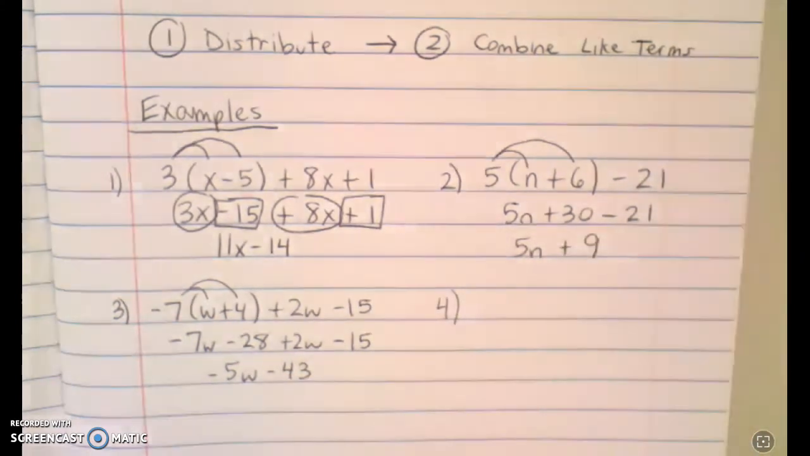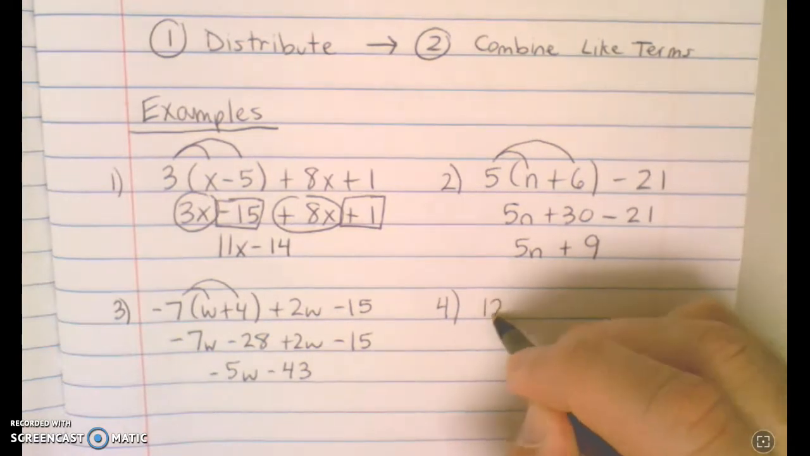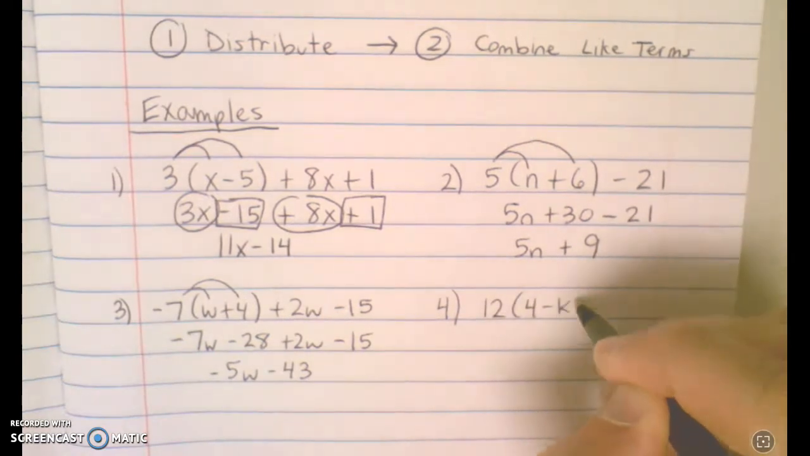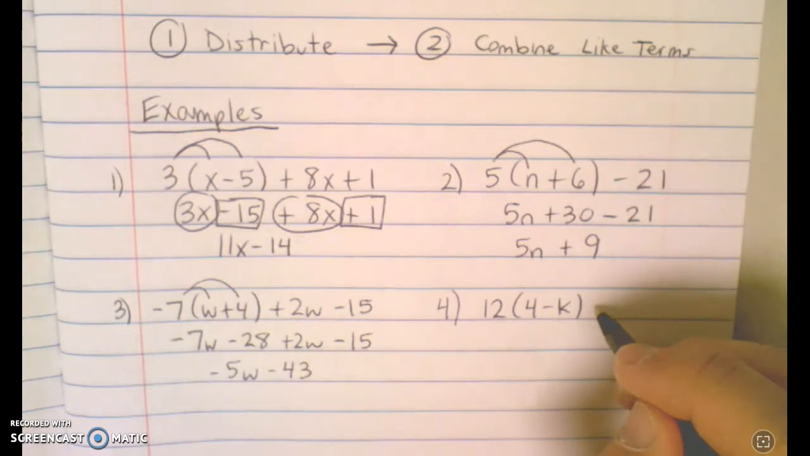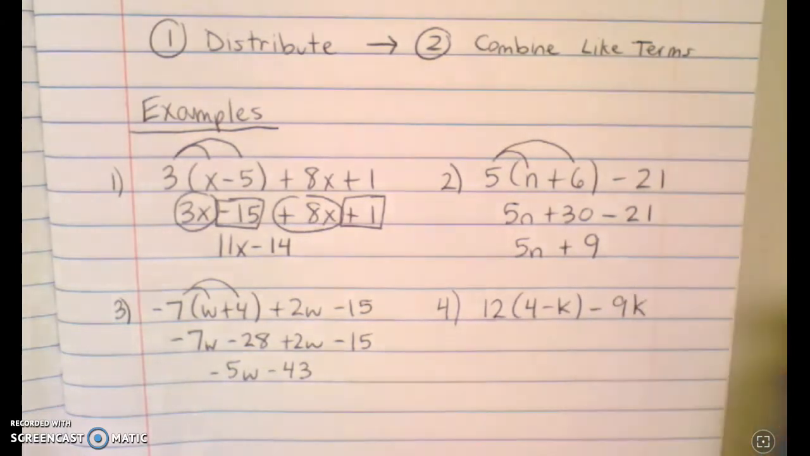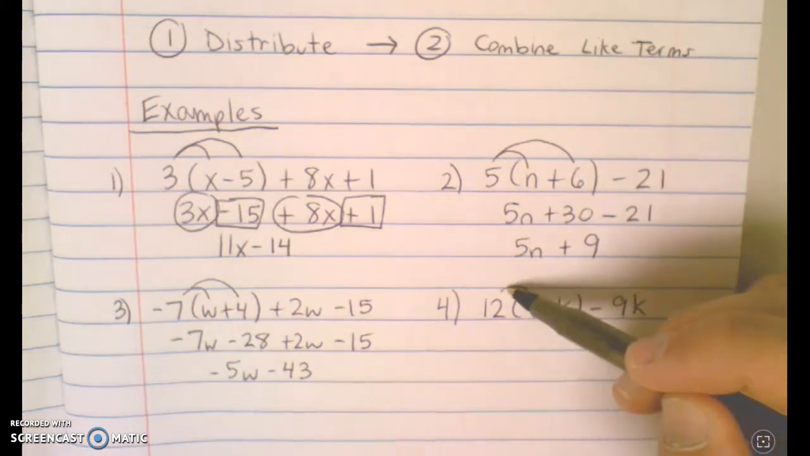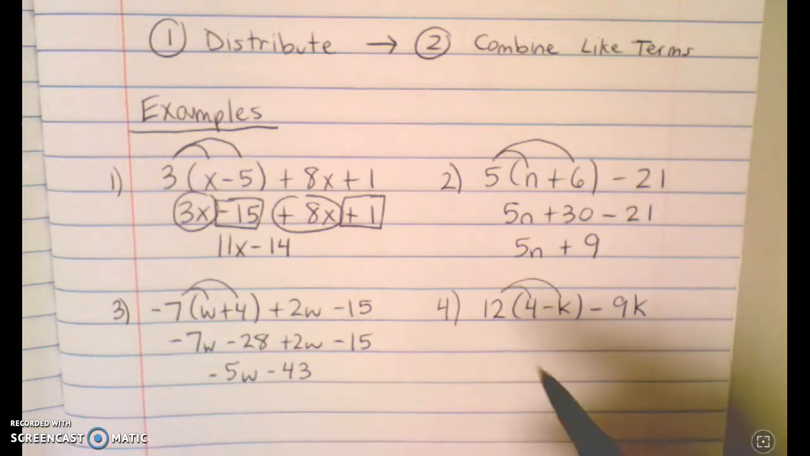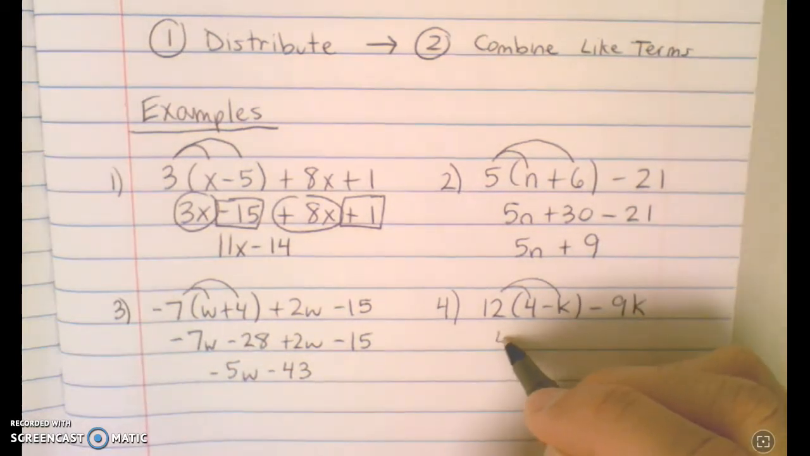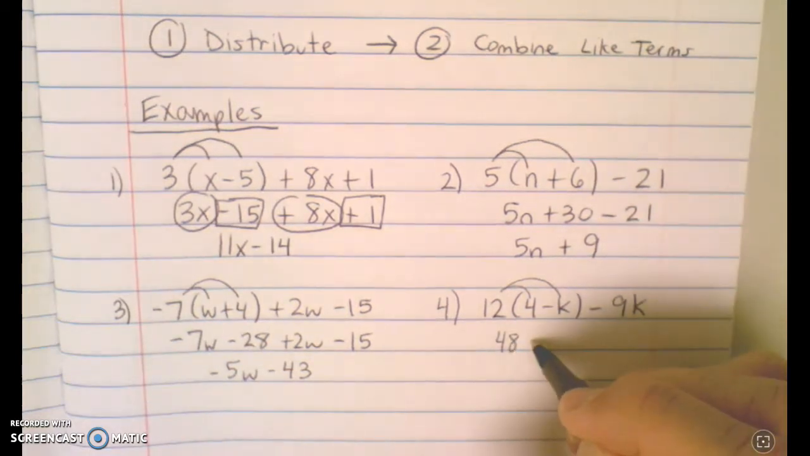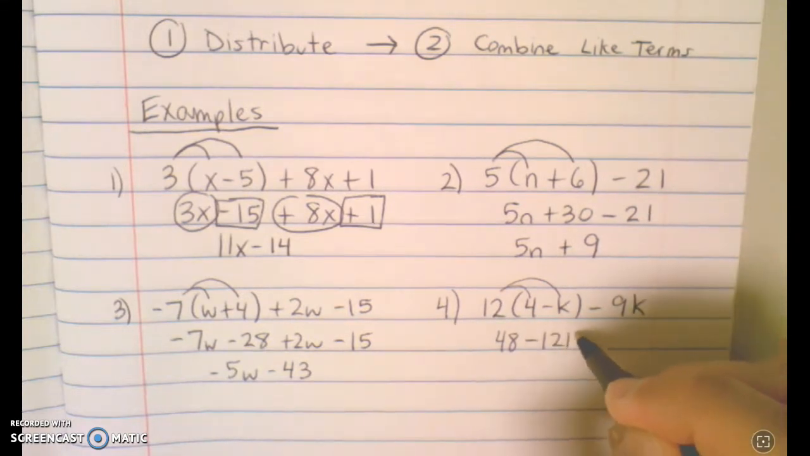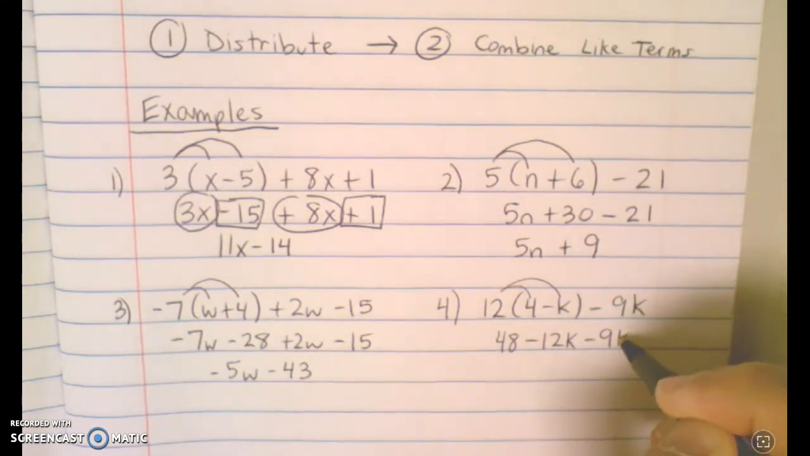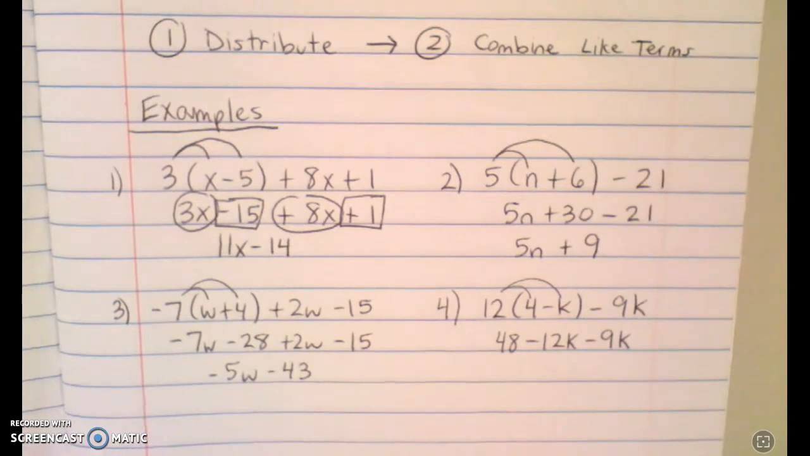Alright, one more example, and then you should be ready to go. 12 times 4 minus k, minus 9k. So to simplify this, I'm distributing inside the parentheses again. Remember, our first step is always to distribute and then combine like terms. So 12 times 4 is 48. 12 times negative k is negative 12k. And then minus 9k, because that one is not being distributed. It's not inside the parentheses.